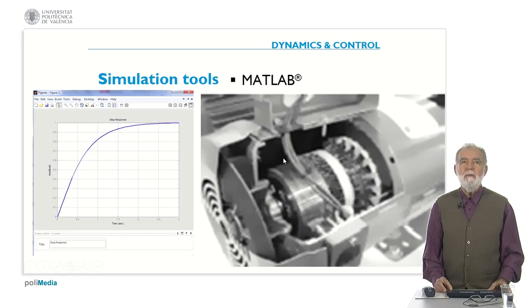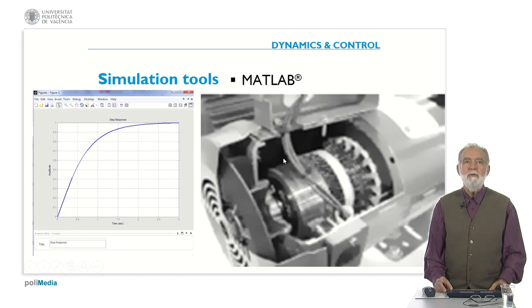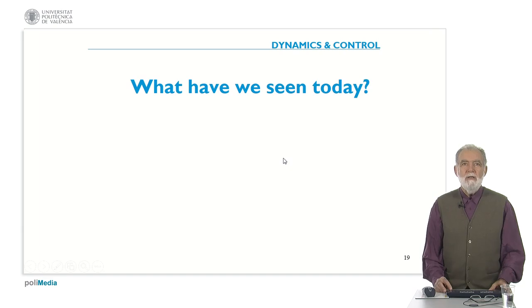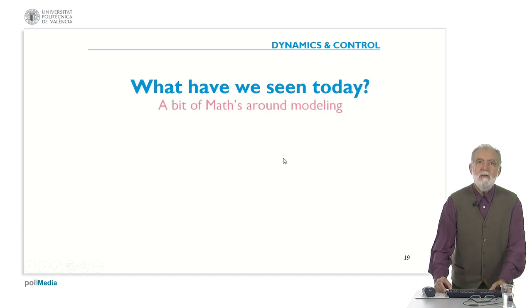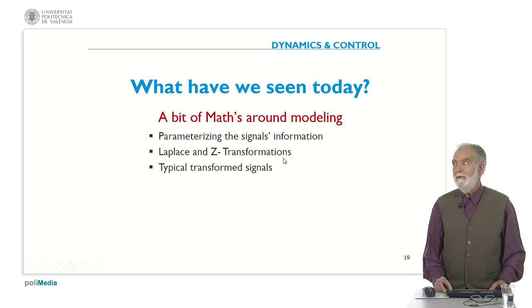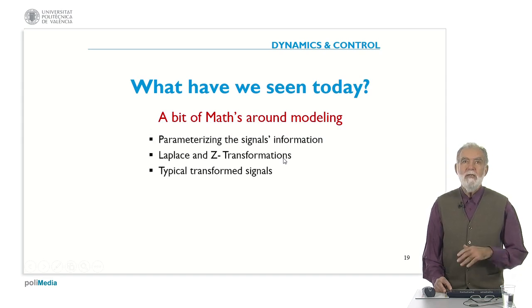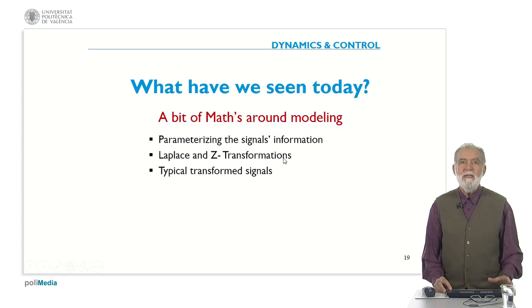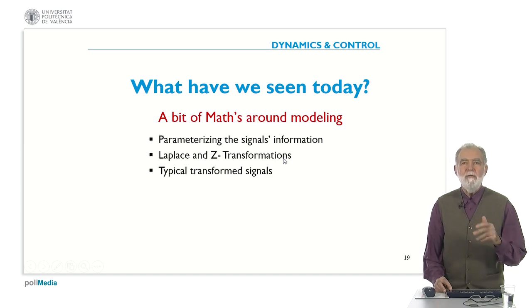And we will see much more about that in one of our last modules about tools for studying dynamics and control. So, what have we seen today? We have introduced a bit more about mathematics around modeling, not much really, but we have seen that we can parameterize the signal information using the Laplace and the Z transforms, and what are the typical transform signals. And in any case, we saw that they are expressed by a ratio of polynomials.